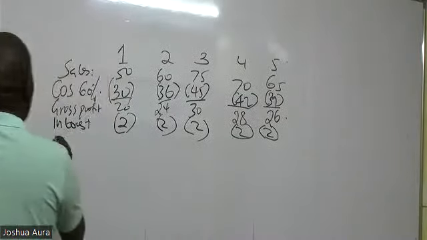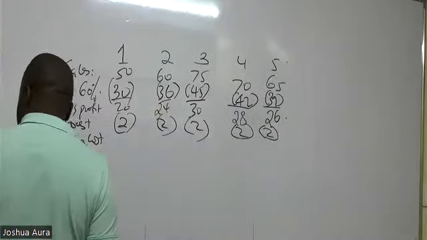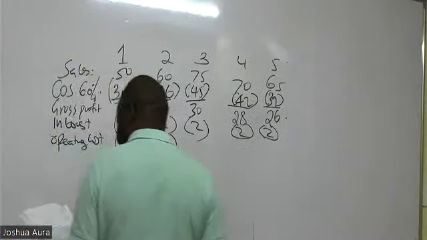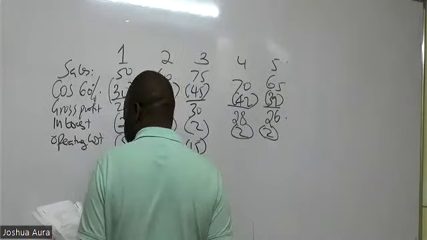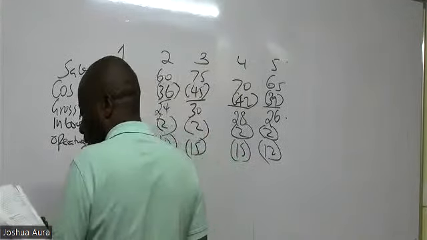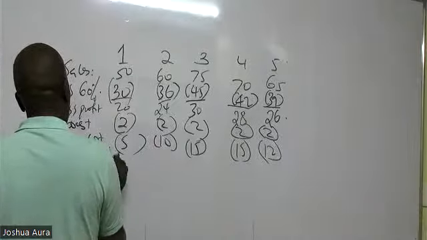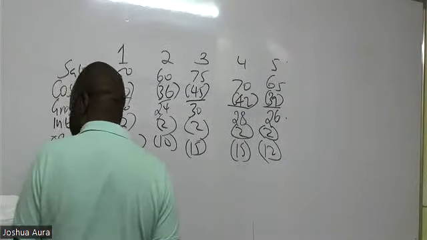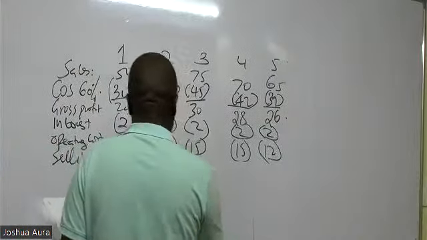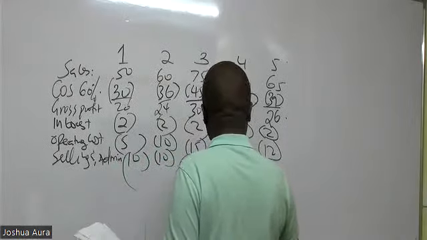And then we have the other costs, like operating costs. Operating cost, we're given a figure of 5, 10, 15, 12. And then lastly, we have the selling and administration costs: 10, 10, 8, 9, and then 11, like that.